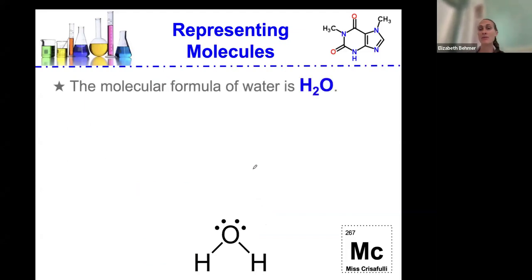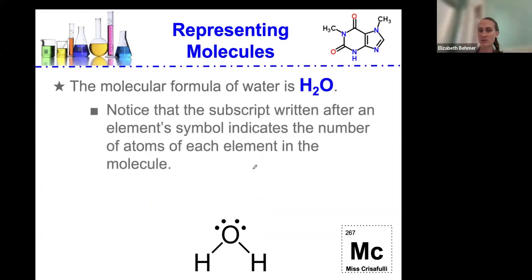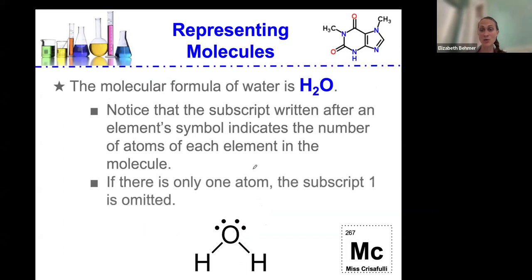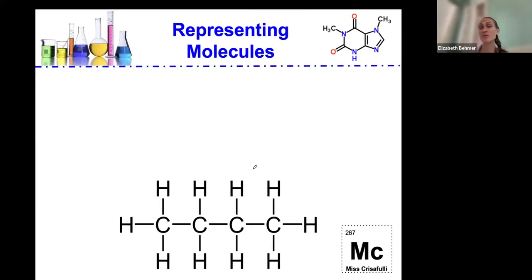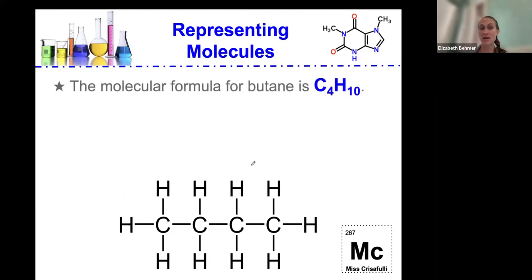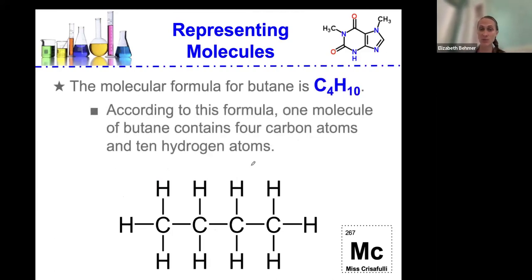The molecular formula of water is H2O, and notice that the subscript written after the element symbol indicates the number of atoms of each element in that molecule. If there's only one atom, for example the oxygen in H2O, the subscript 1 will just be omitted. So if you don't see a number after the letter, then you will just assume that there's just one of the atoms present in that molecular formula. The molecular formula for butane is C4H10, and according to this formula, one molecule of butane will contain 4 carbon atoms and 10 hydrogen atoms, as shown there.